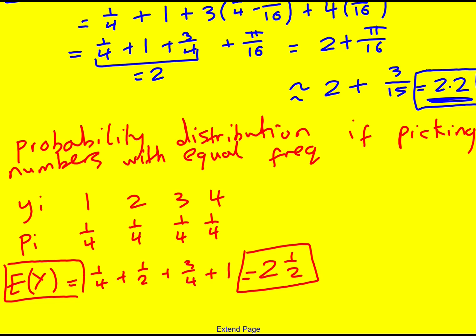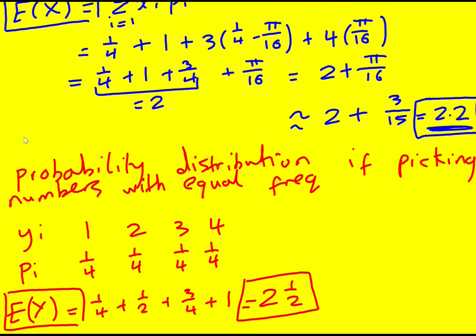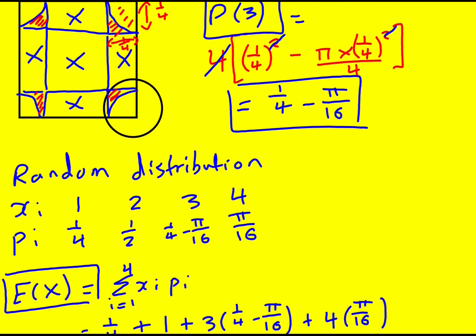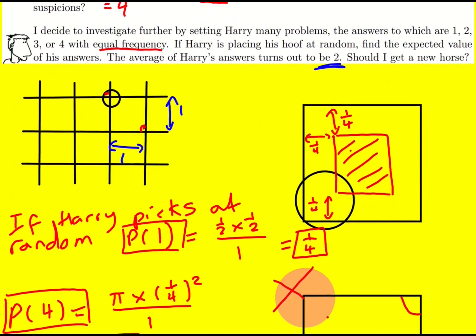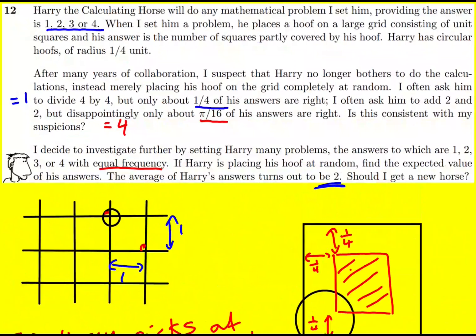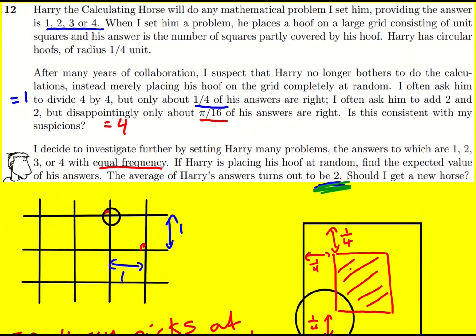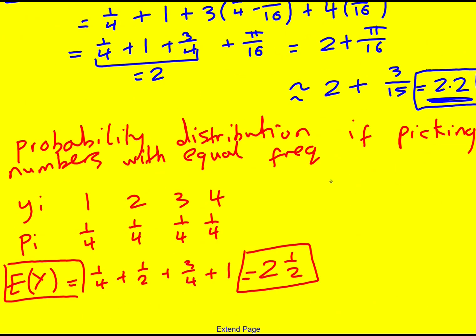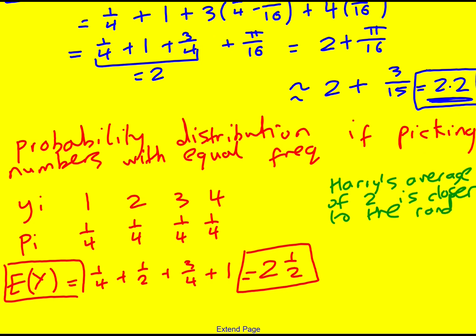We've got the expected value if Harry just puts his foot down randomly. Of course, that's different because his foot is a circle, and we've looked at that. We've done quite a lot of calculations to work that out. And then we're told that Harry's actual answer turns out to be 2. So should I get a new horse? So Harry's average of 2 is closer to the random foot distribution.